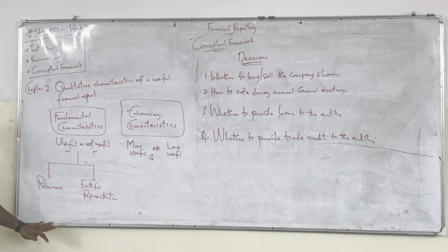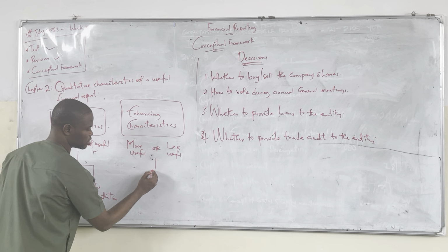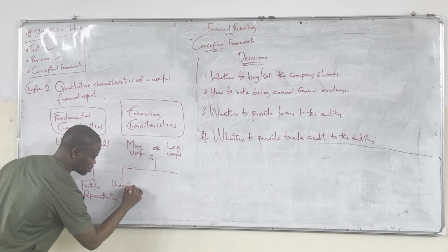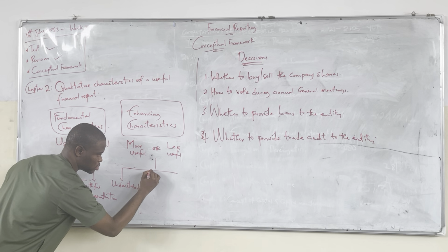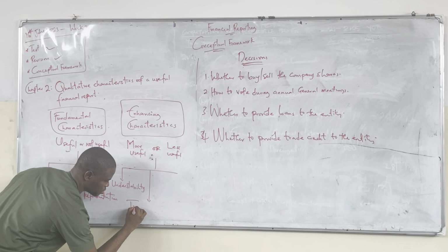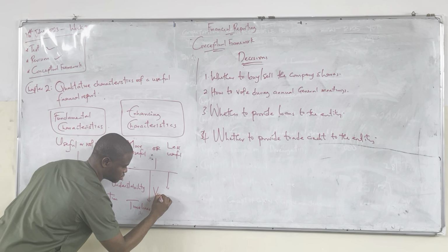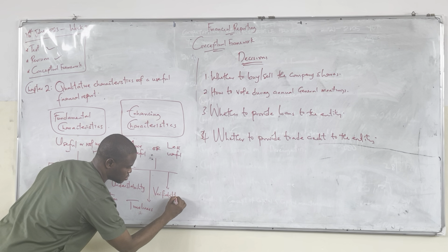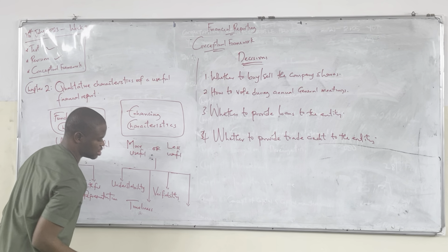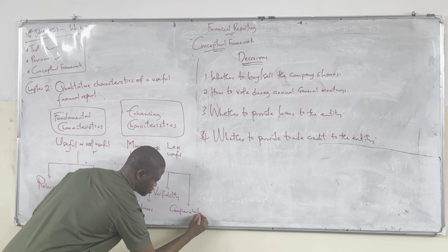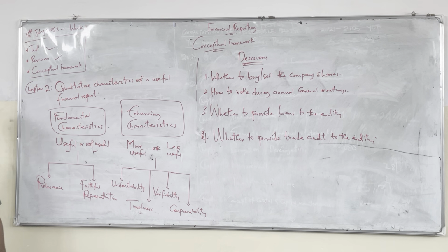This is what makes it: is that useful or not? Relevance or faithful representation. And this one, understandability, timeliness, verifiability, and what again? Comparability. Okay, so these are the characteristics that we are going to quickly talk about.